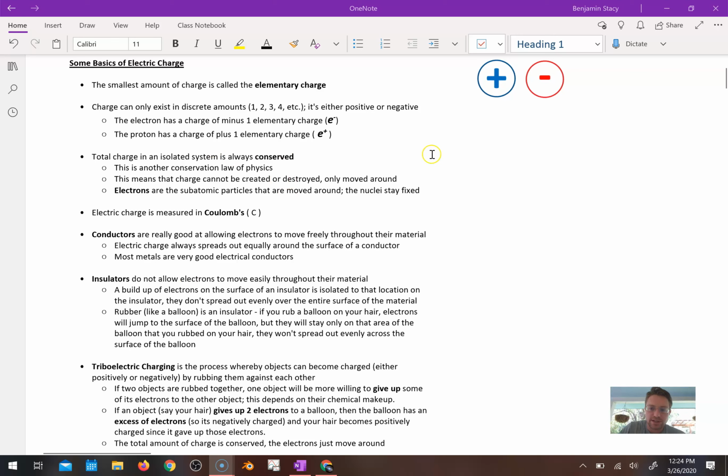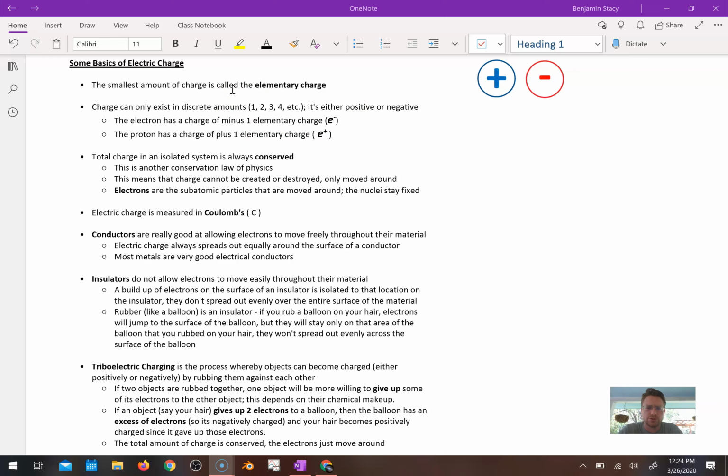What we have on the screen right now are just some of the basics of electric charge that we should know. We call the smallest amount of charge there is the elementary charge, so that's just a charge of 1. The electron has an elementary charge of -1, and the proton an elementary charge of +1. The neutron is neutral, of course. And we say charge can only exist in discrete amounts, meaning these integer values 1, 2, 3, 4, 5, 6, or if we're saying -1, -2, -3, -4.